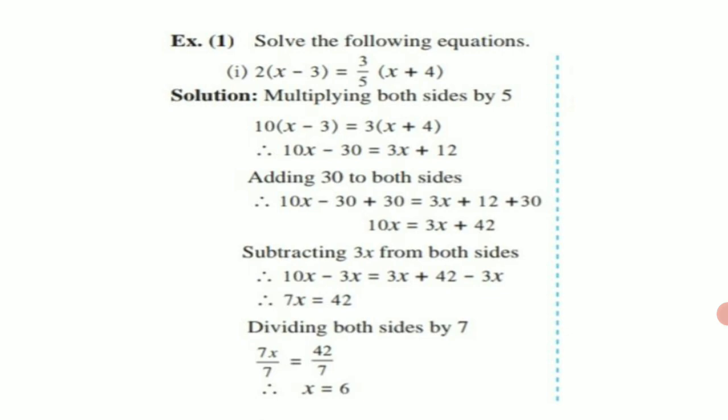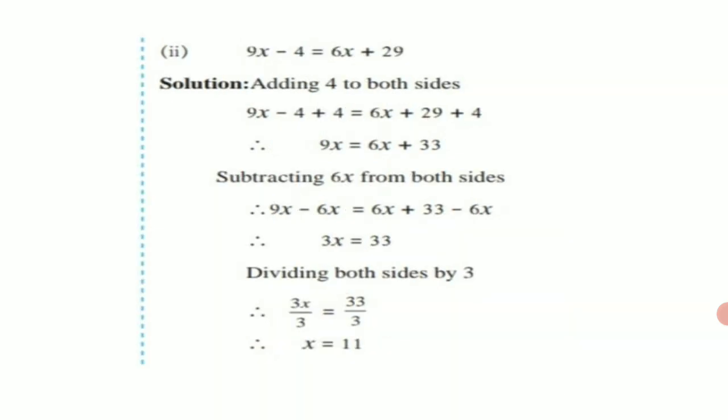Subtracting 3x from both sides, therefore, 10x minus 3x is equal to 3x plus 42 minus 3x. Therefore, we get 7x is equal to 42. And dividing both sides of the above equation by 7, 7x upon 7 is equal to 42 upon 7, and therefore x is equal to 6. This is the solution of the equation.